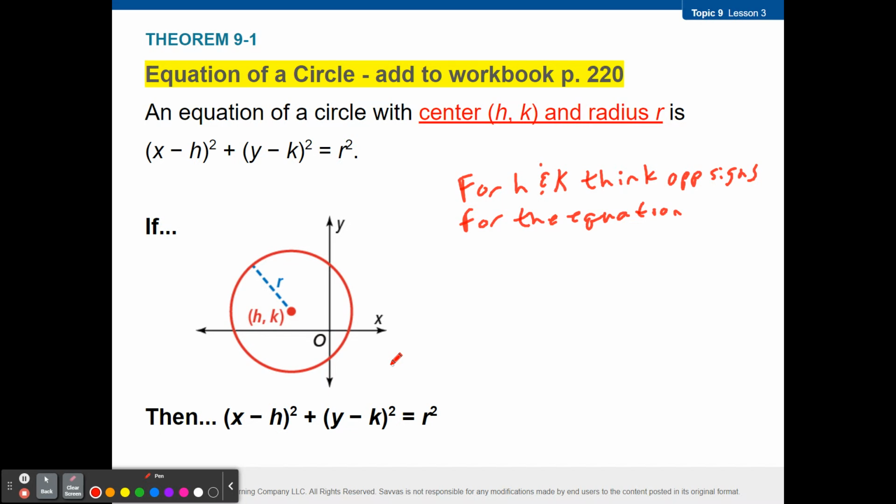The other thing you need to be aware of is that the radius is squared. All right. So in this case, if we want to find the radius, the actual radius, we're going to have to take the square root of r squared in order to find it. Okay.